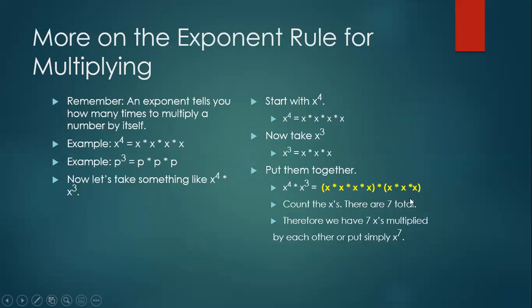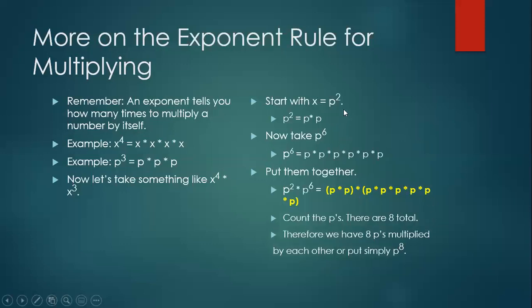How many x's do we have? Let's count them. 1, 2, 3, 4, 5, 6, 7. There are 7 x's multiplied by each other. How do we write that out? We write that as x to the 7.